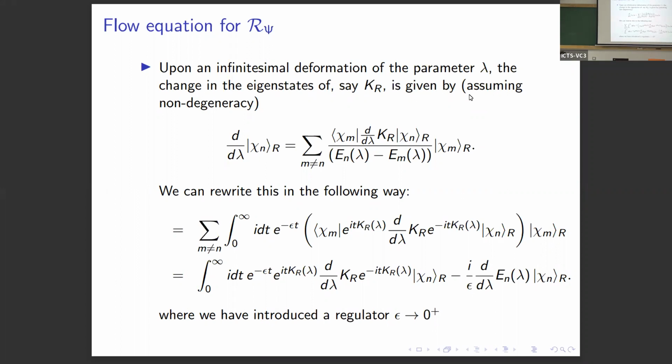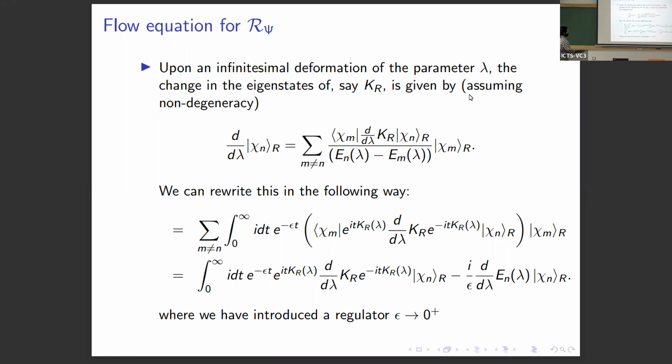And going from here to here, what I've done is I've introduced, using the Schwinger parameter, a sort of cutoff, a regularization, if you like, which is this e to the minus epsilon t. I'm going to send epsilon to 0 at the end of the day. And going from the first line to the second line, I've just added and subtracted the m equals n term to write it in this way.